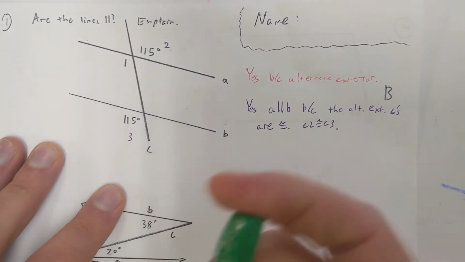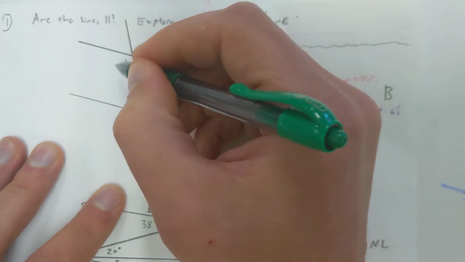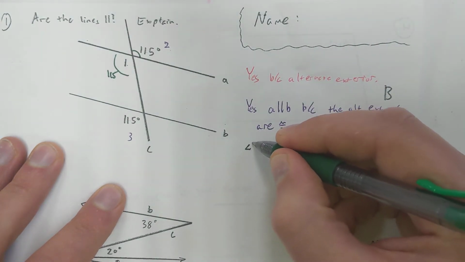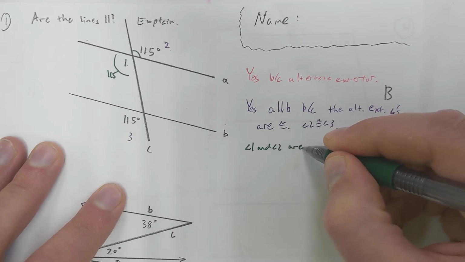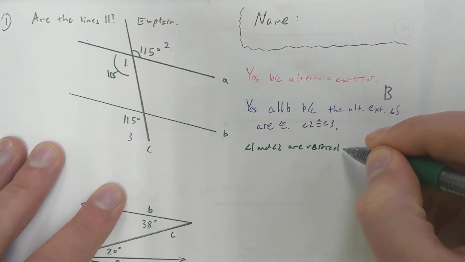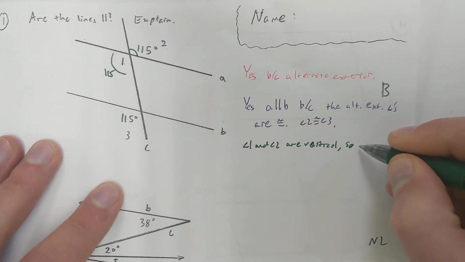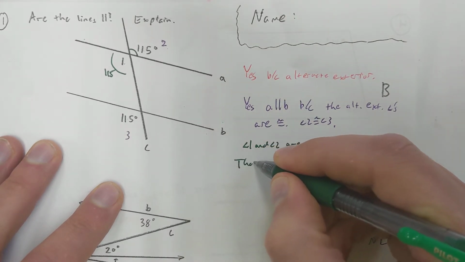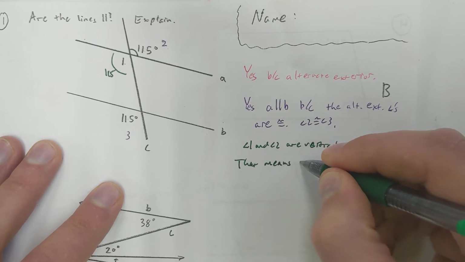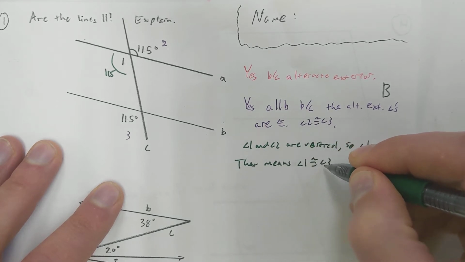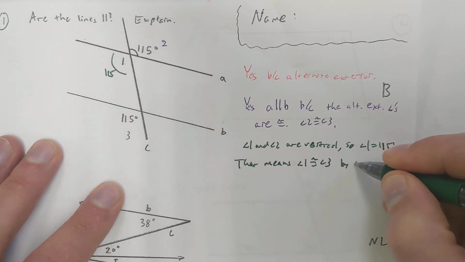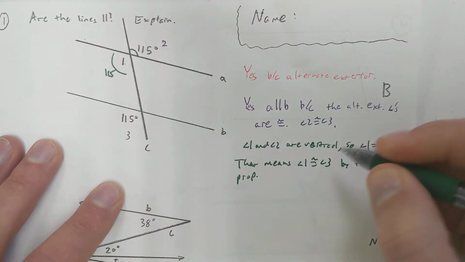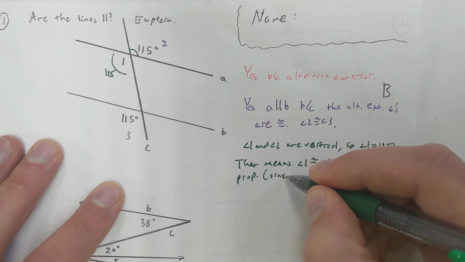You could have looked at this and said, well, these are vertical angles, so angle 1's 115. Angle 1 and angle 2 are vertical. So angle 1 is 115 degrees. That means angle 1's congruent to angle 3 by the transitive property. Abbreviate transitive like that. By transitive property, since they both are 115.